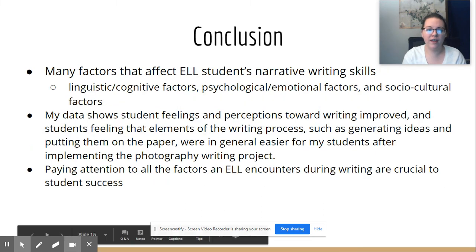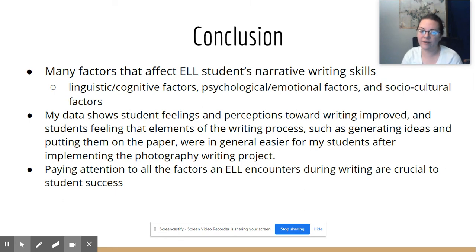So in conclusion, I've learned through my research that there are many factors that affect ELLs' narrative writing skills, which are linguistic and cognitive, psychological, emotional, and sociocultural factors. And data shows that student feelings and perceptions toward writing improved from Lucy Calkins to the photography writing project. Students felt that the elements of the writing process, such as generating ideas and putting them on paper in general, were easier after implementing the photography writing project.